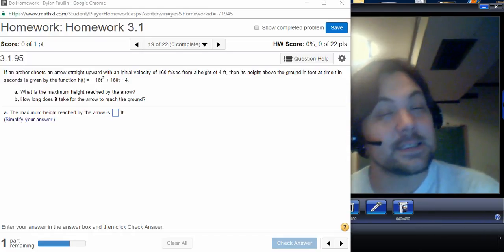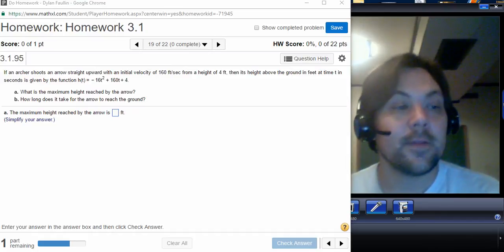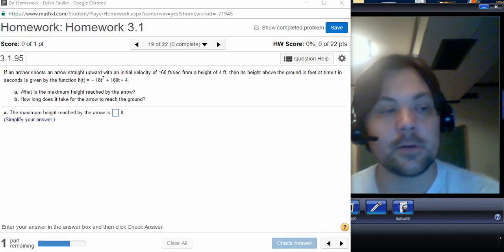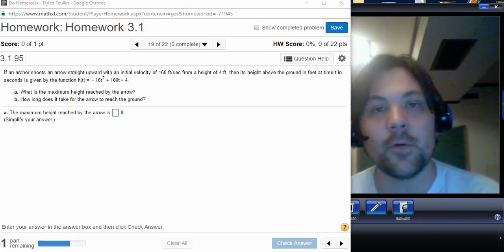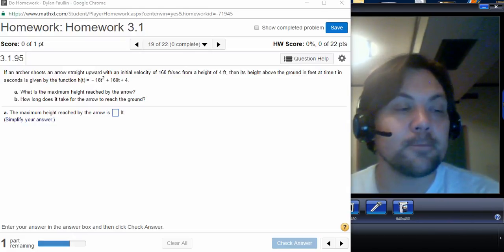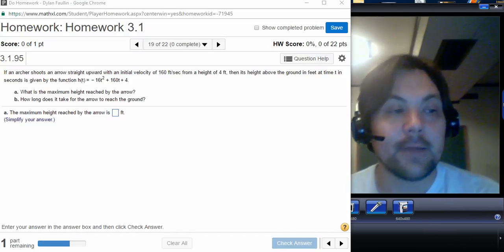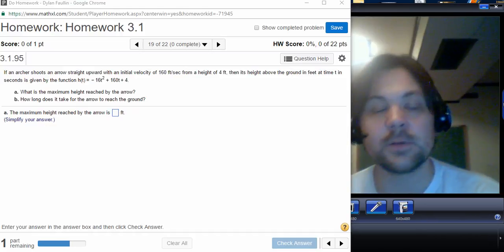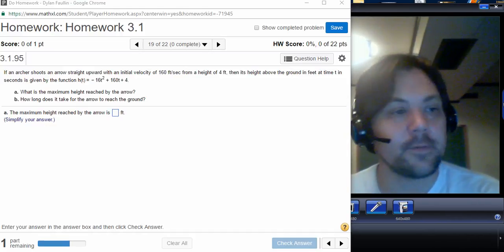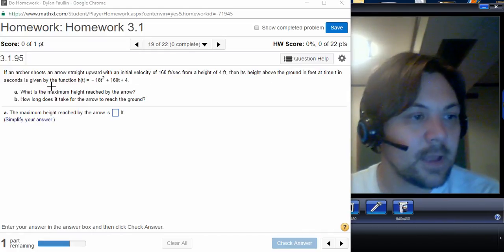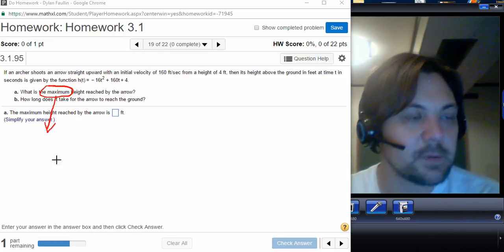And the negative 16, the coefficient of t squared, that number is related to gravity. So the positive terms of 160 t and 4, those are quantities that are pushing the arrow up above the ground, and then gravity is pushing the arrow back down towards the ground, hence why that term is negative. In either case, the function is quadratic, and we are asked to find the maximum function value for that quadratic function, right? We're trying to find the maximum height.